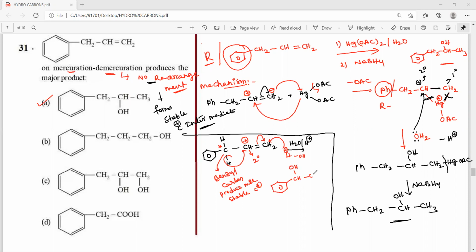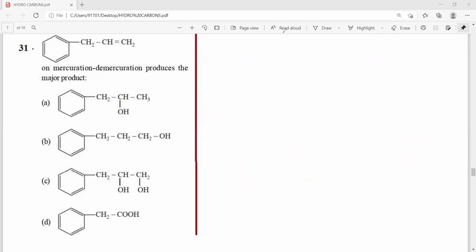OH bond CH2 bond CH3. When you add a water molecule in acidic medium, or instead of water in acidic medium you add mercuric acetate followed by hydrolysis in presence of sodium borohydride, that reaction is known as mercuration followed by demercuration, or oxymercuration demercuration reaction, and the Markovnikov product will be obtained without rearrangement. So the answer is the first option. Very important questions, dear students. Let's go for the next question.